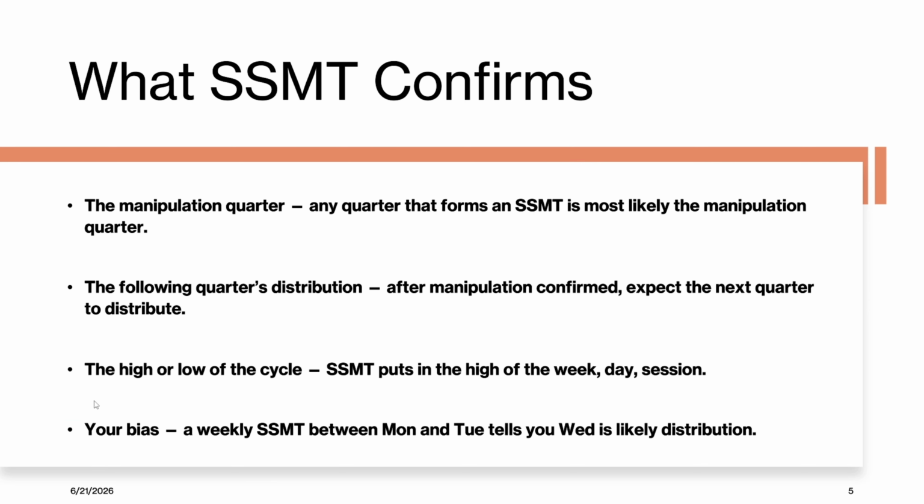Any cycle, doesn't matter. And also, what confirms a sequential SMT is the high or low of the cycle. A sequential SMT puts in the high of the week, day, or session. Your bias, of course, confirms the sequential SMT as well. A weekly sequential SMT between Monday and Tuesday tells you Wednesday is likely distribution because, for example, let's say we accumulate on Monday and then we manipulate on Tuesday. Of course, what are we expecting after manipulation? Distribution. So expect Wednesday to be distribution.